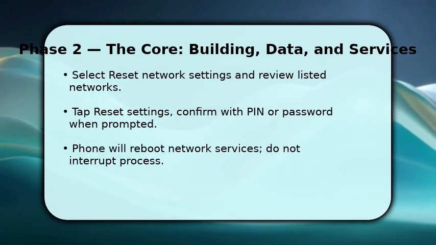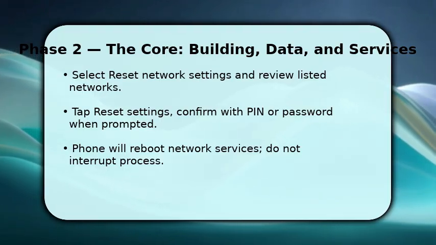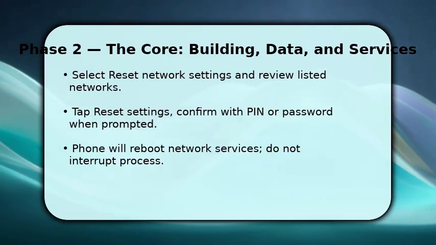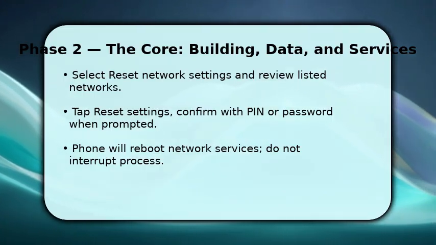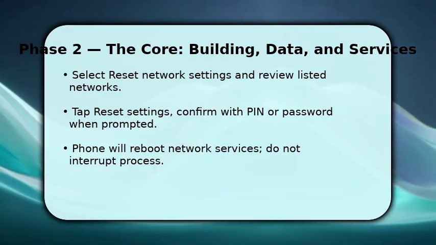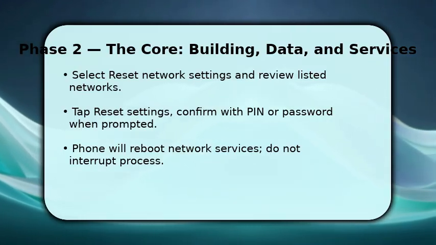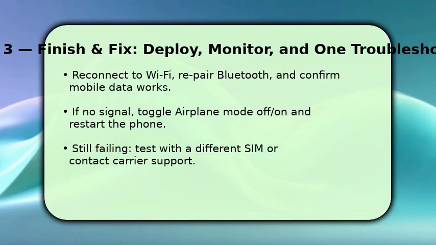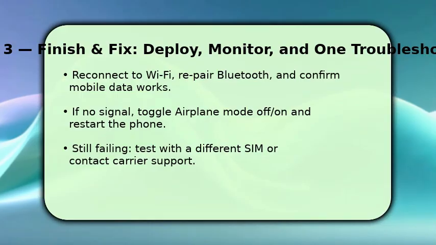The phone will apply changes and restart its network services without wiping personal files. Don't power off or remove the SIM during this step. This exact flow clears corrupt profiles and forces the device to reacquire fresh carrier. Finish by reconnecting to your Wi-Fi and repairing Bluetooth accessories, then verify mobile data and calls.